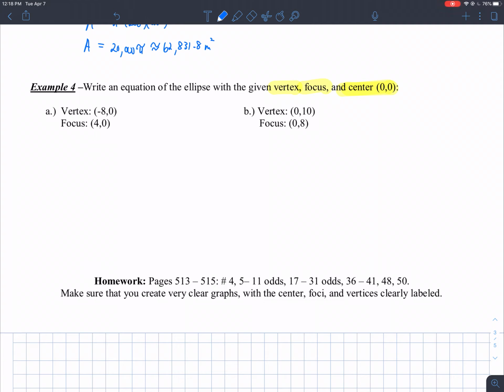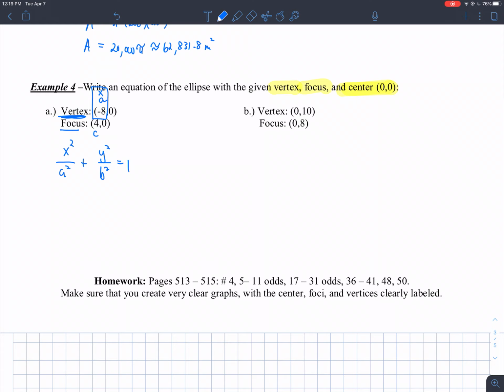So you can do this straight algebraically again, just by knowing which letter goes with which aspect of the ellipse. Vertex goes with A, focus goes with C. In this case, the A is an x coordinate, and so that means that my ellipse has a vertex on the x-axis. That means I have to use this type of equation, x squared over a squared plus y squared over b squared equals 1, because the vertex is an x coordinate, therefore a goes under x squared.